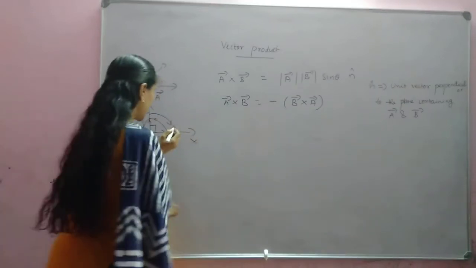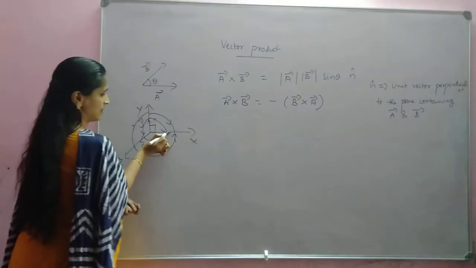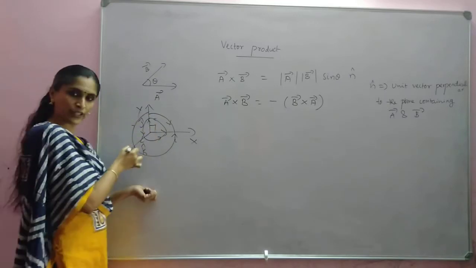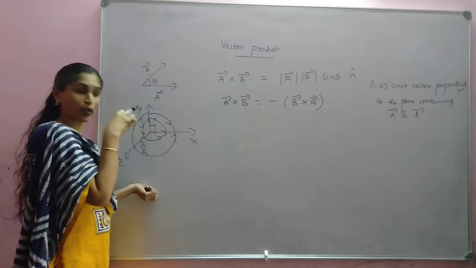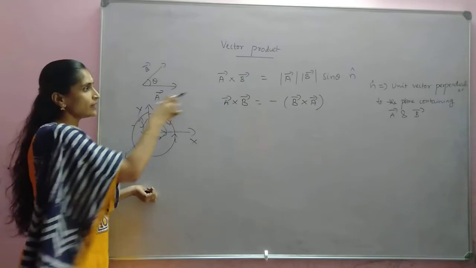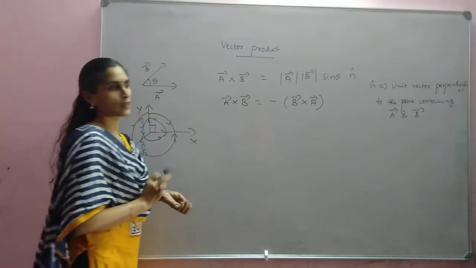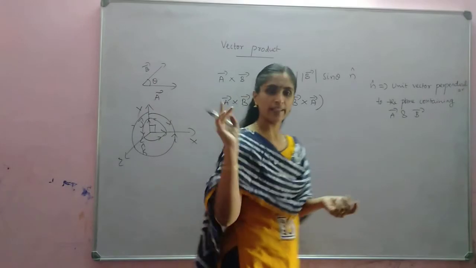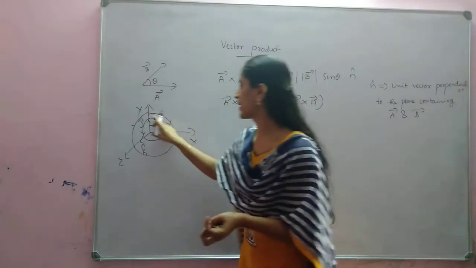That's why when you are finding I cross J, that tip will move in this direction, downward or upward. Accordingly, we can find that. Is it clear? So it's very simple. I cross J, J cross K, K cross I, all those follow this direction.